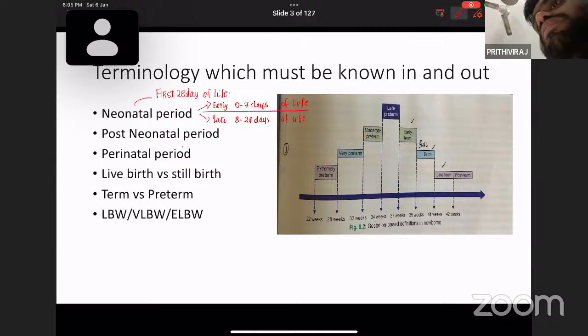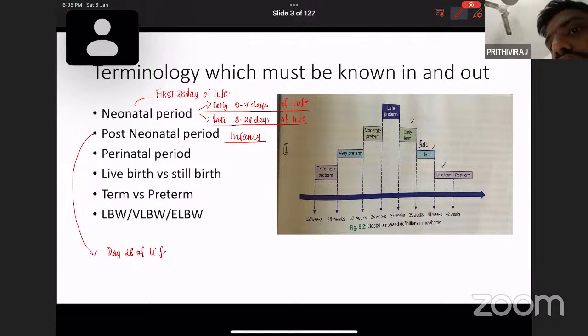This definition is important because in a subsequent slide we will be seeing NMR and perinatal mortality ratio, where this definition will help you to understand the important difference between the two ratios. So this is the neonatal period. What about the post-neonatal period? That is your infancy. It is defined as the period from day 28 of life till 1 year of age. This is known as the post-neonatal period.